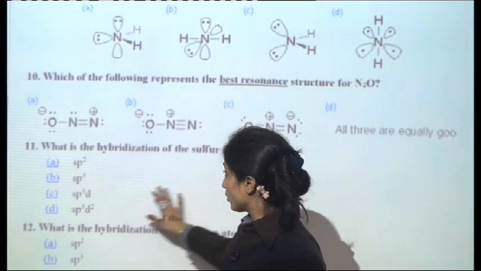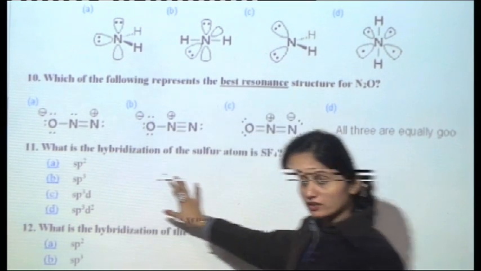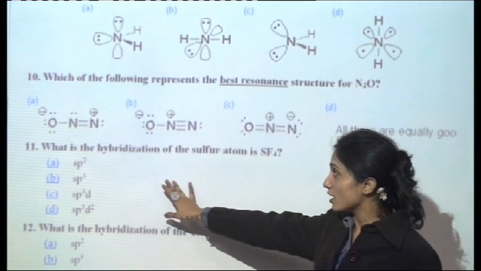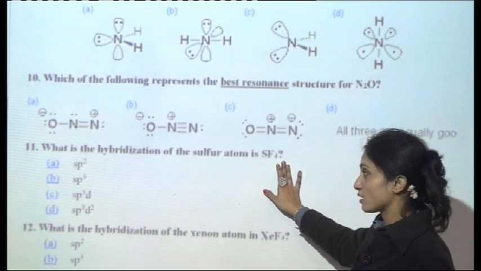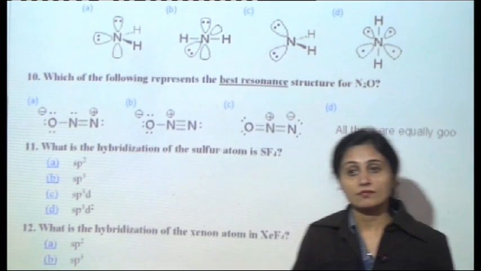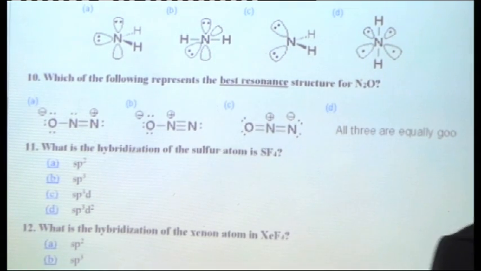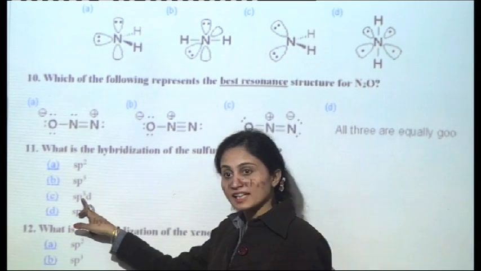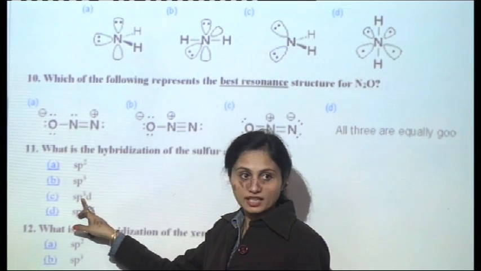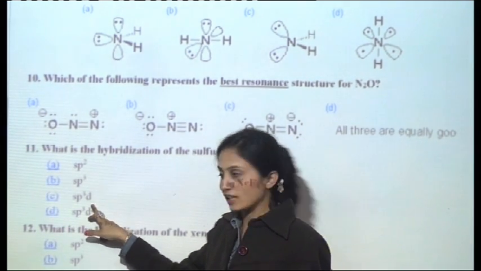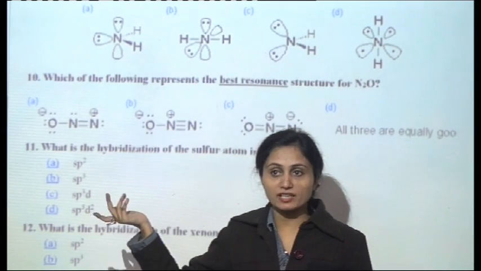Okay? Now last question, 11th one, we leave it at that. What is the hybridization of sulfur atom in SF4? You can easily tell that sulfur has 6 valence electrons, so 4 bond pairs, 4 plus 1, so sp3d. You're saying D, so it is sp3d. So this is something that you're very good at now.